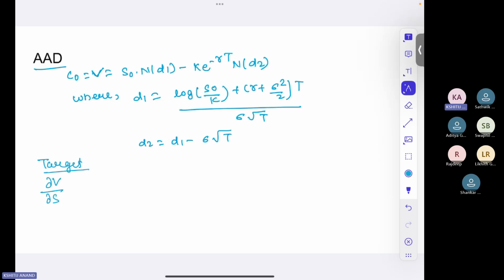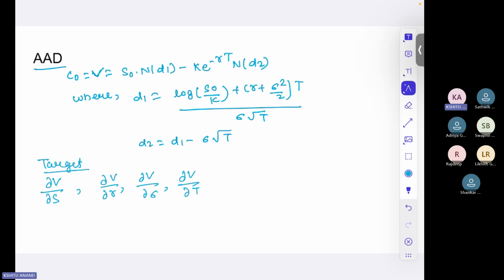Please note that you will be given numerical values of S, K, r, T, and sigma. There is nothing like dV by dK, because K has to be constant for a particular option. So today we will first find the first order Greek, dV by dS, and then dV by dr, dV by d sigma, and dV by dT, because capital T is the time to maturity remaining. So these are the targets today.